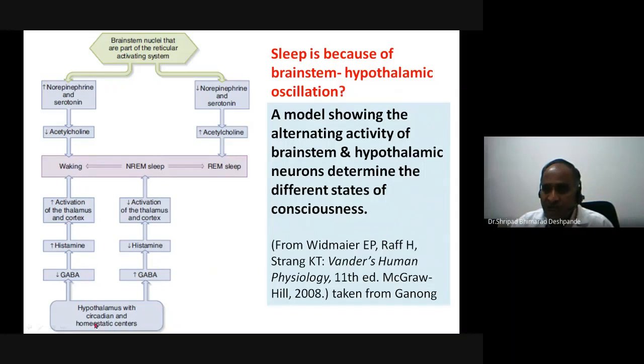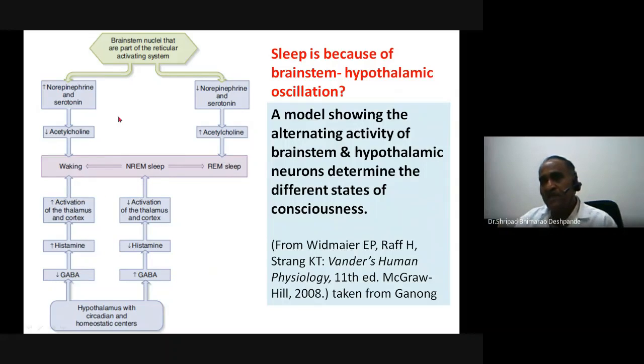Now we come back here, the circadian and homeostatic centers in the hypothalamus. They will decrease the GABAergic activity, and they increase the histamine activity in the tuberomammillary area, and this increased histaminergic activity activates the thalamus and cortex and keeps us awake. So these two components keep us awake in this direction.